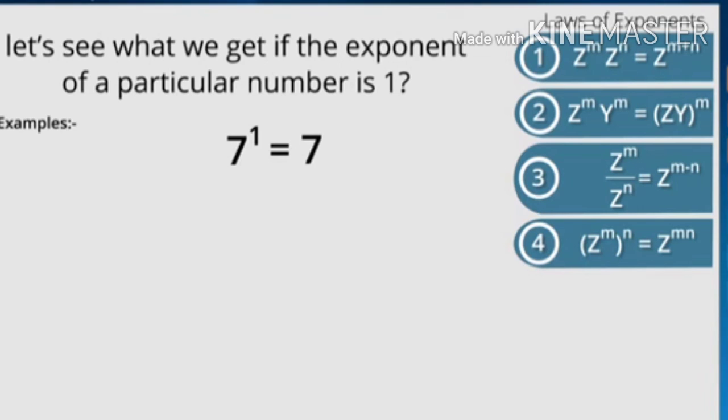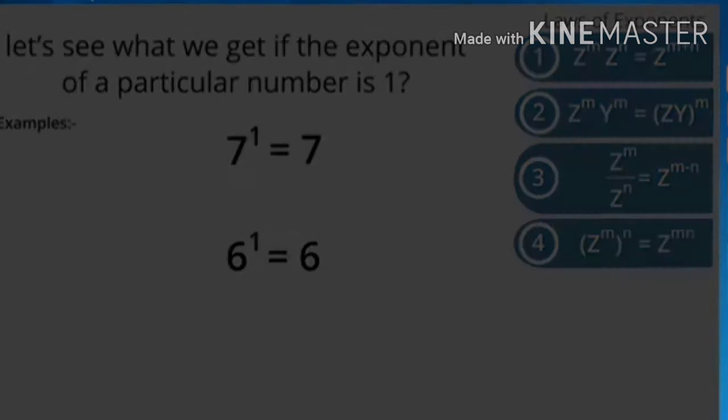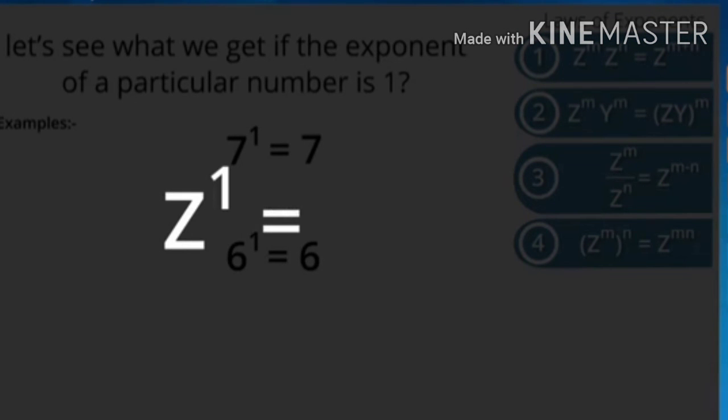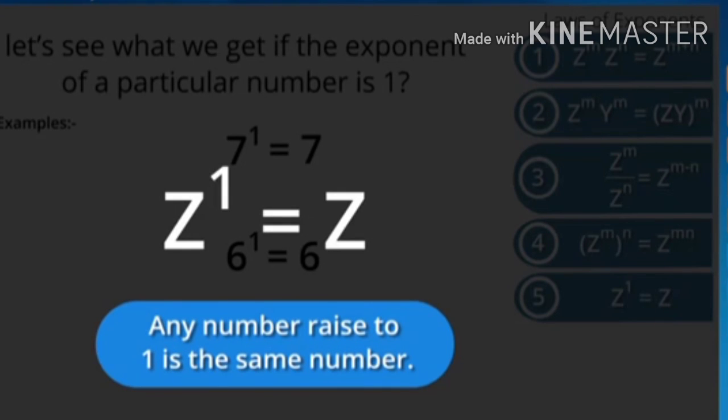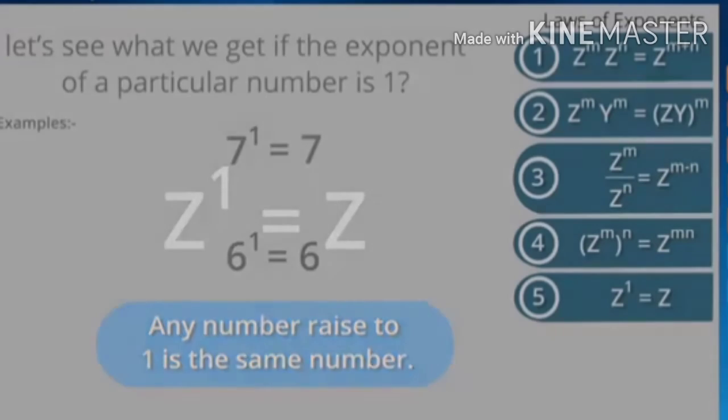Let's take another example. So here, in general, we can see that z raised to the power 1 is equal to z. So this is our fifth law of exponents. That is, any number raised to the power 1 is the same number.